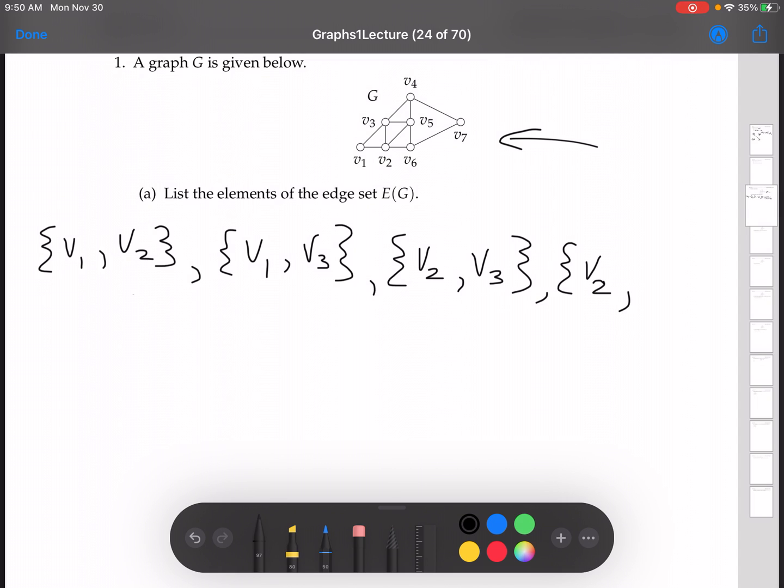V2, so V2, V1, we got that already. V2, V3, V2, V5. And V2, V6.